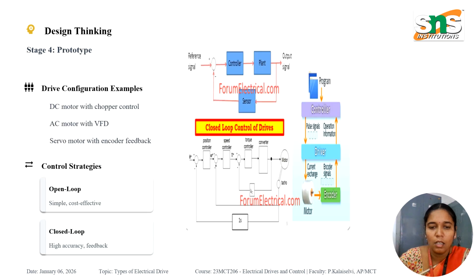And then the next stage is prototype. We build a workable drive system model. Common drive configurations are DC motor with chopper control, AC motor with VFD, and step or servo motor with encoder feedback. We already saw these in your previous session. Now in control strategies, that is open loop and closed loop, and the final stage is testing.